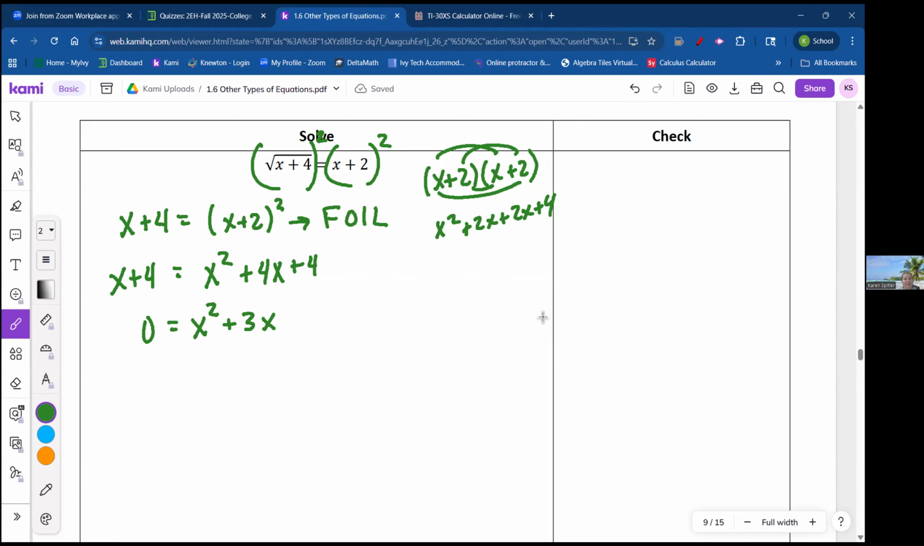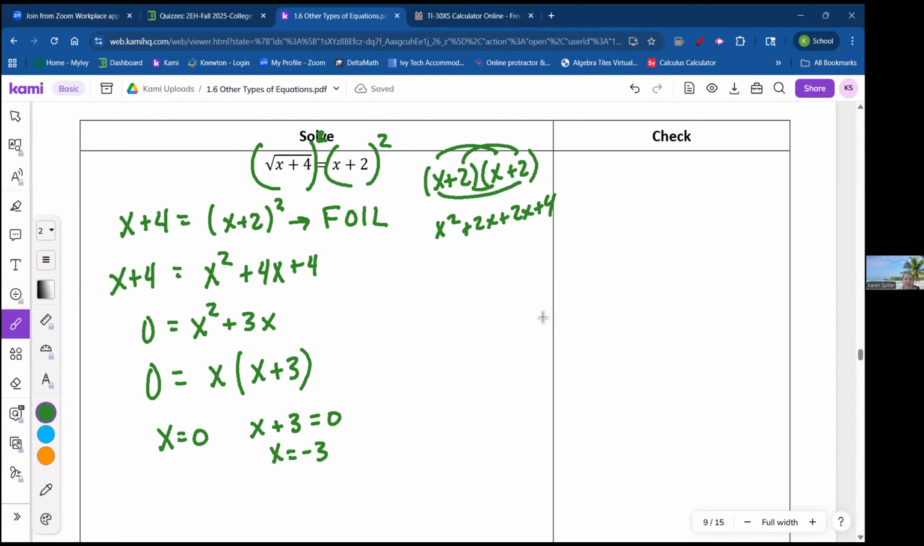You are going to have to factor this by the greatest common factor. And x squared and 3x share an x. So you have x and then x plus 3. You set the greatest common factor equal to 0, so x is equal to 0. You set the parentheses equal to 0 and solve. So x is equal to negative 3.